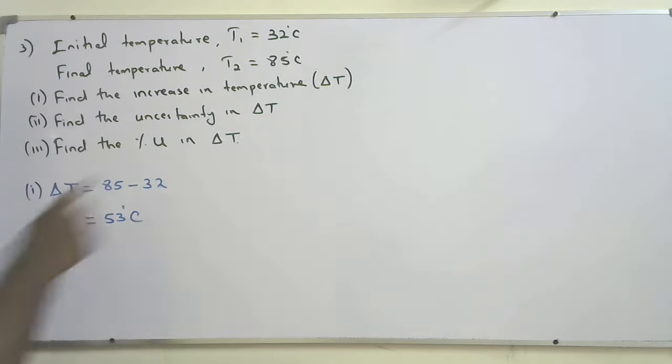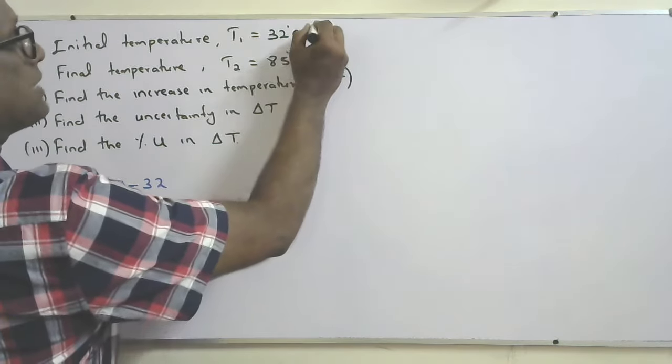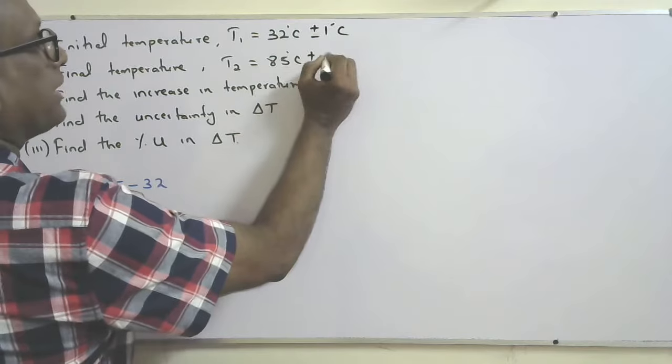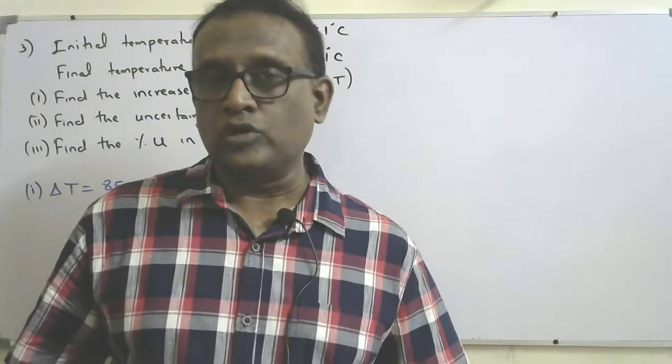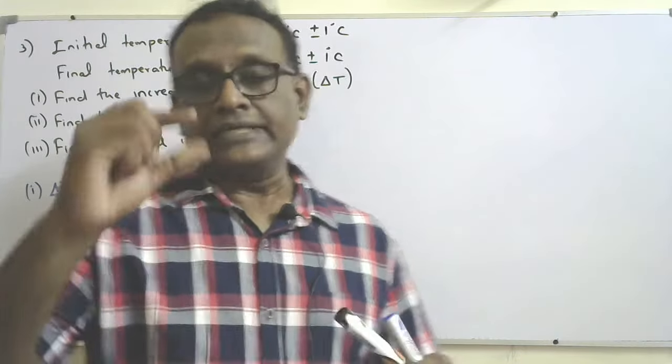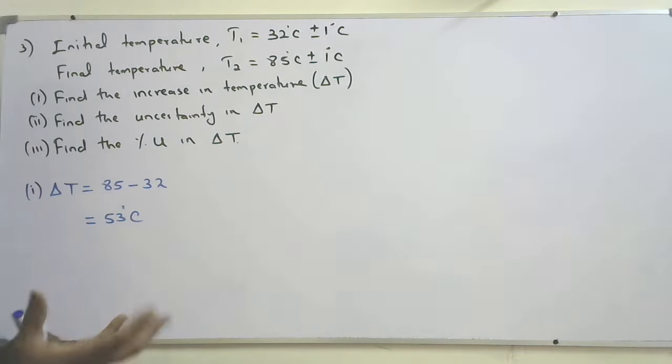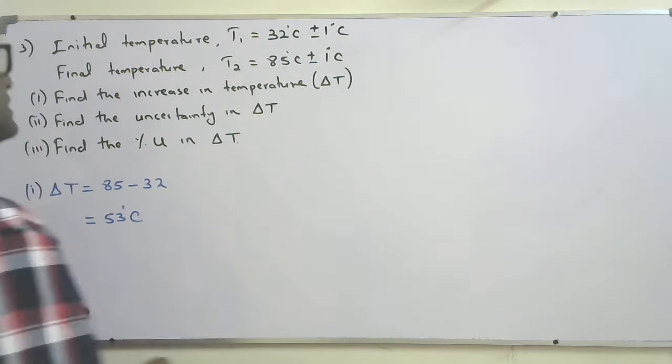The second part is to find the uncertainty in delta T. Here the uncertainty could be given as plus or minus 1 degree Celsius. Sorry, I didn't put that earlier. They are using a liquid in glass thermometer. So the measurement is done by a liquid in glass mercury thermometer. Uncertainty is 1 degree Celsius.